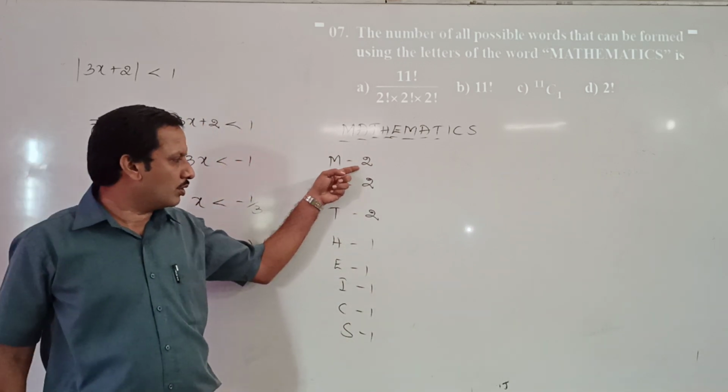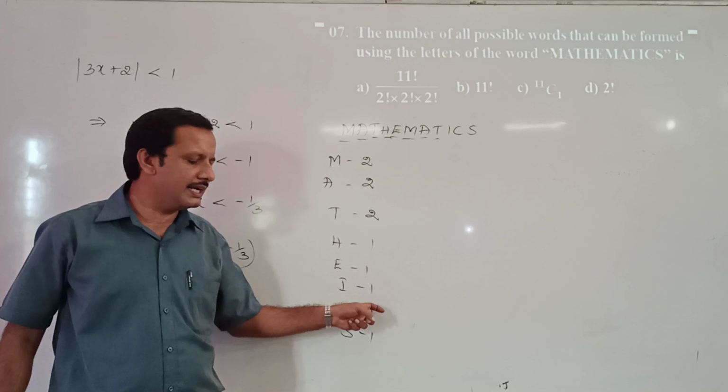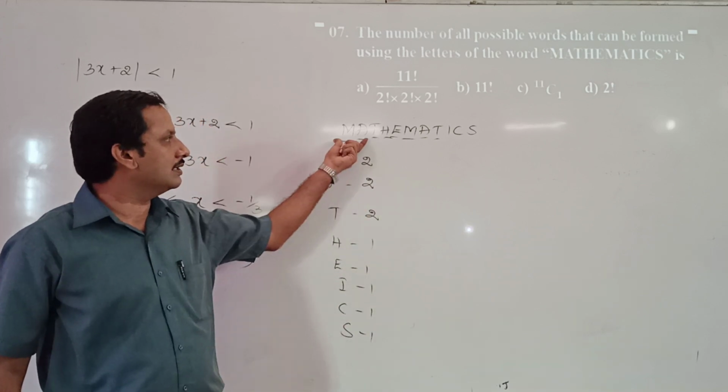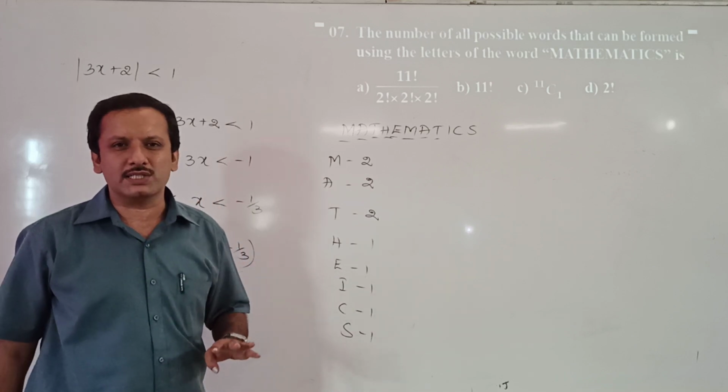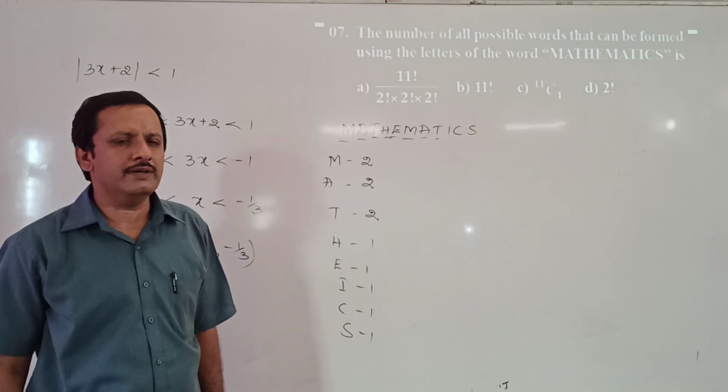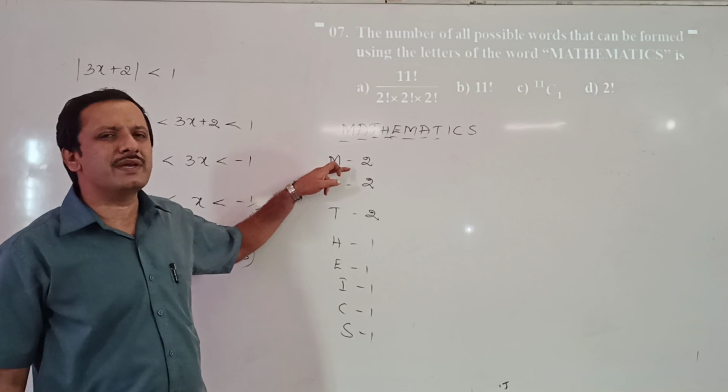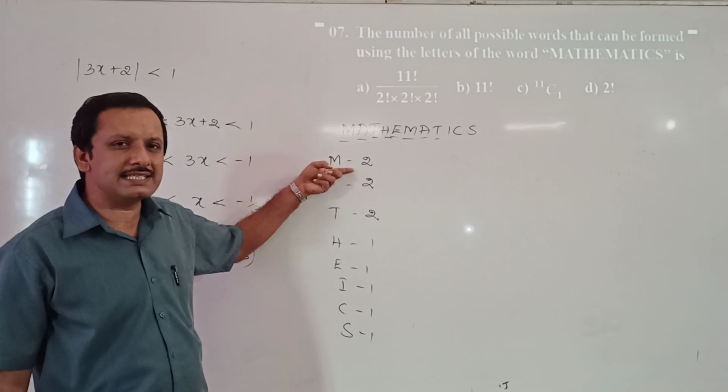Okay. So total how many? 6, 7, 8, 9, 10, 11. And check this also. So total there are 11 letters in this word. Among them, M is appearing twice. This is repeated.